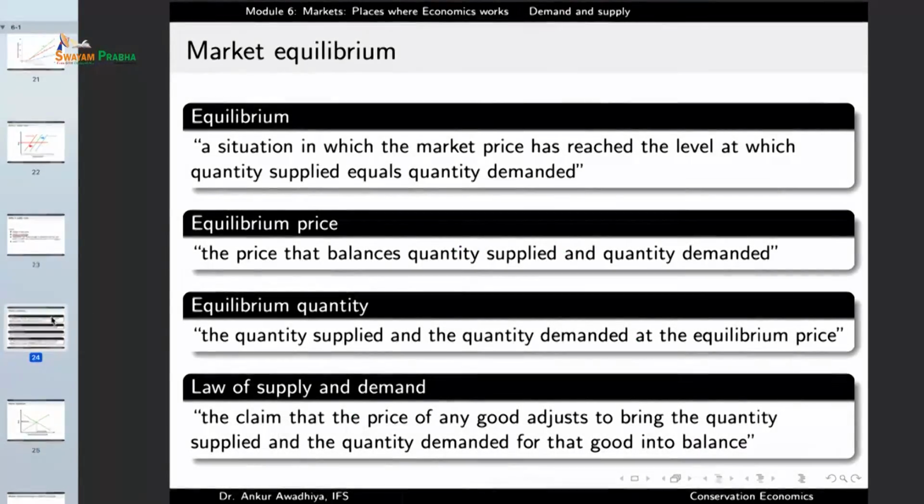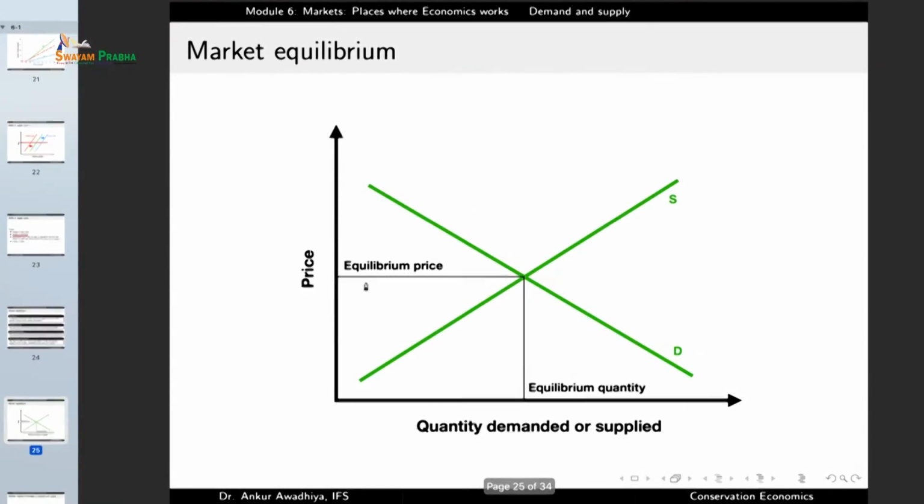Equilibrium is the situation in which the market price has reached the level at which the quantity supplied equals the quantity demanded. It is the situation where, at this price, the quantity that is supplied and the quantity that is demanded is one and the same. If we look at any other price, say this price, at this price the quantity that is demanded is this much, and the quantity that is supplied is this much.